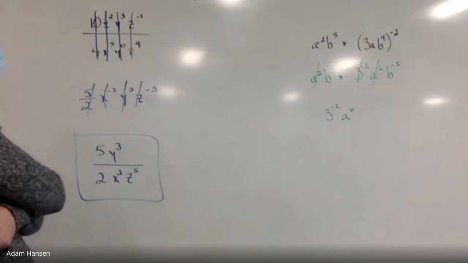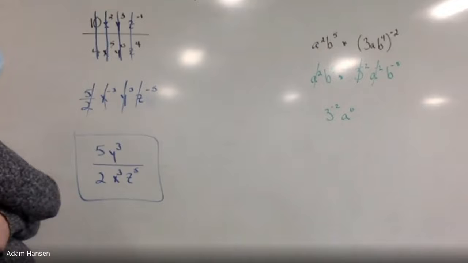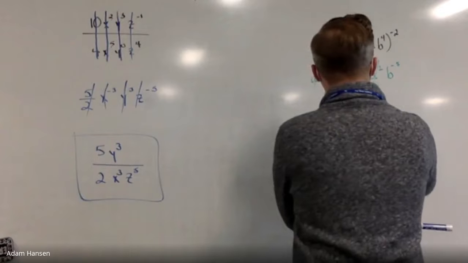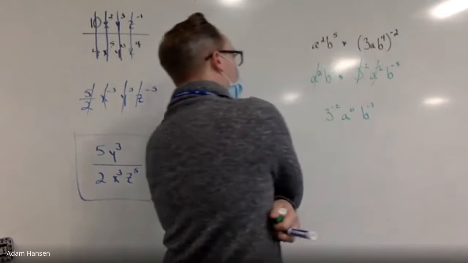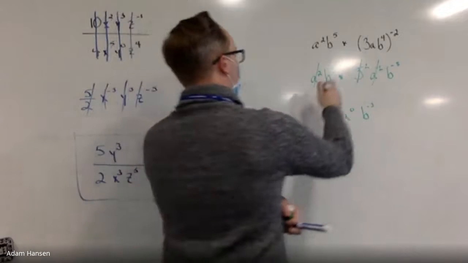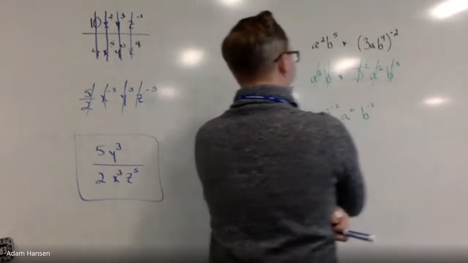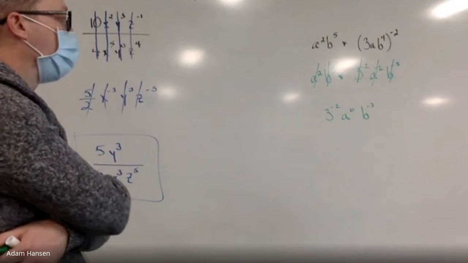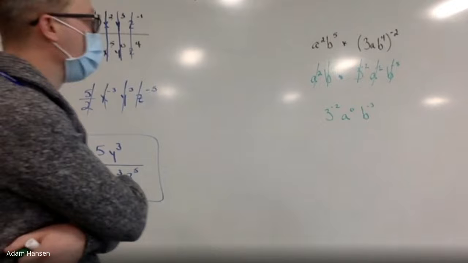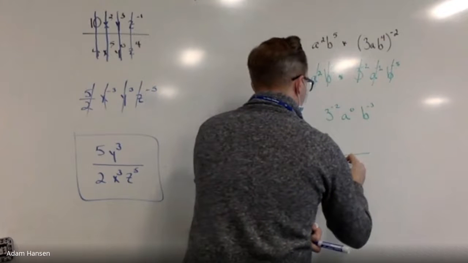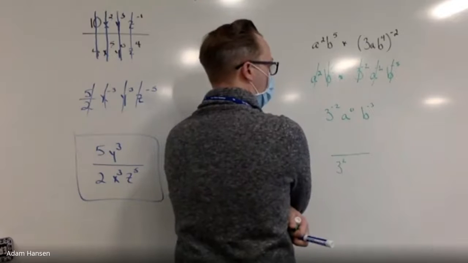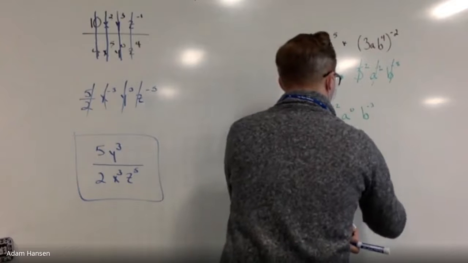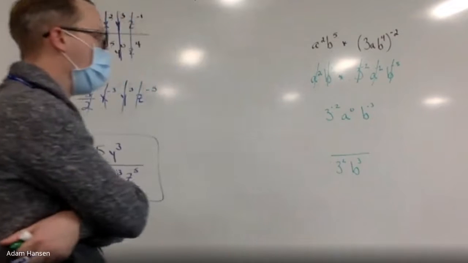b to the fifth times b to the negative eighth is what? Negative third. Negative 8 plus 5 is negative 3. Now let's clean up these negative exponents. Anything that's a negative exponent becomes a positive exponent when I throw it downstairs into the denominator. So 3 to the negative second is really 3 to the positive second down below. b to the negative third is really b to the positive third back down into the denominator.